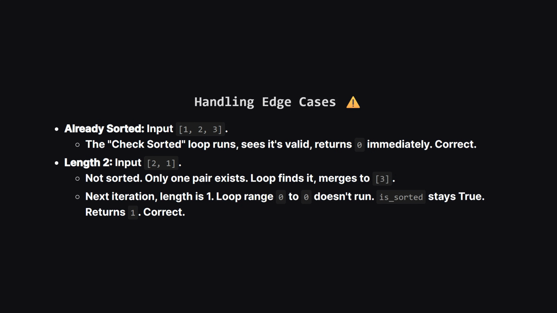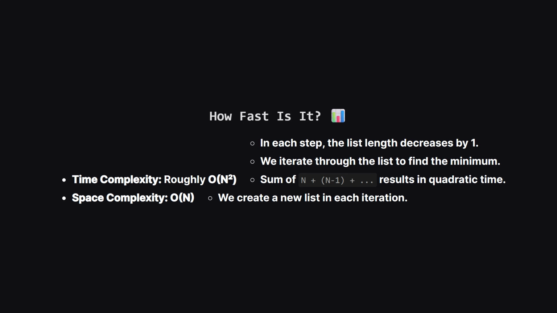What if the list only has 2 numbers, like 2 and 1? It's not sorted, so we'll merge them into a single number, say 3. In the next pass, a list with 1 number is technically sorted, so we return 1 operation. The logic holds up. So how fast is this?